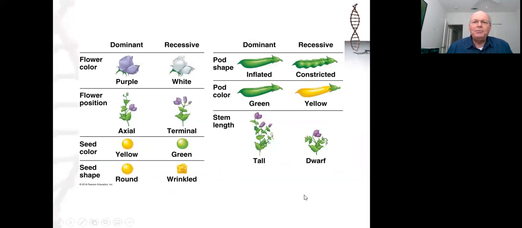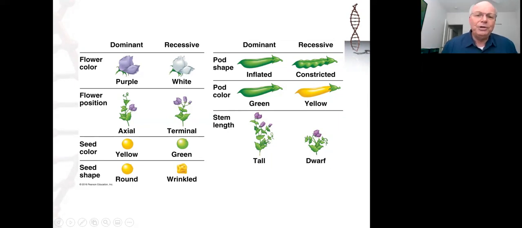So here are some of the characteristics that Mendel worked with. In fact, these are all 7 of the characteristics that Mendel worked with. So you've got the purple and the white for flower color, the position of the flower, so it's referred to as axial, growing off the side, versus terminal, growing off the tip, seed color, yellow versus green, seed shape or texture, round versus wrinkled, pod shape, inflated versus constricted, pod color, green versus yellow, and length of the stem, tall versus dwarf.